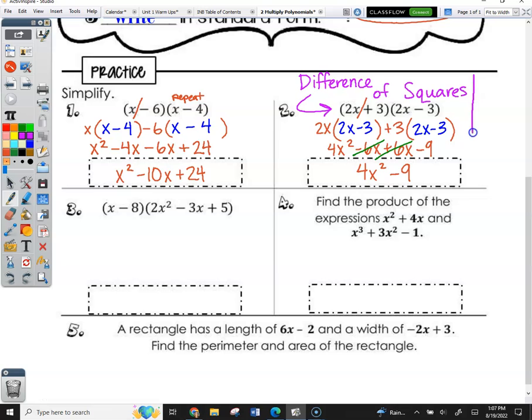Draw a vertical line if you can right here. And I want you to write another vocab word. Write it, then I'll explain it.